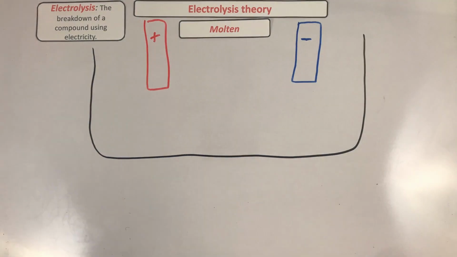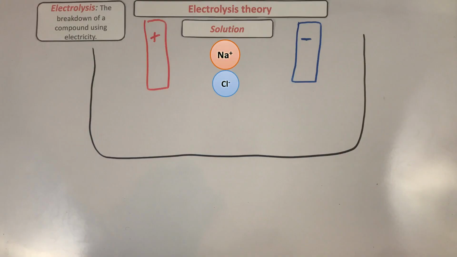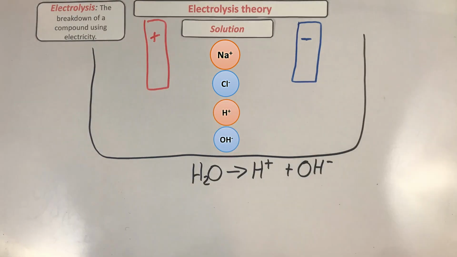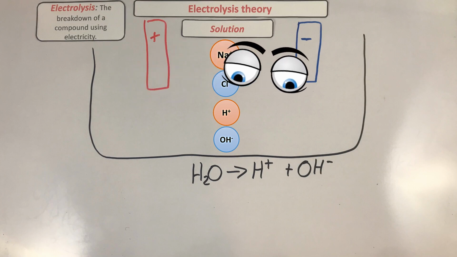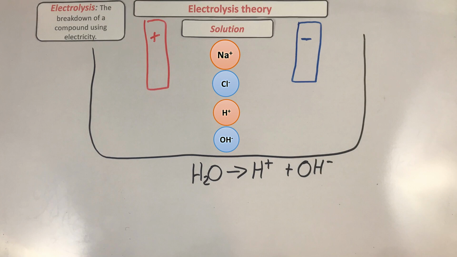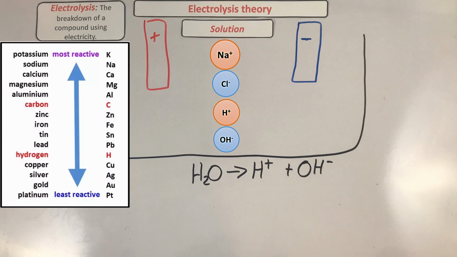But if you dissolve your ionic substance, you are introducing water into the equation. Water splits into hydrogen ions and hydroxide ions. As you can see here, we have an issue. If we have a solution of sodium chloride, we have two cations and two anions. There are two important rules to work out what is formed at your electrodes if you're using a solution. For the cathode, we need to look at the reactivity series.